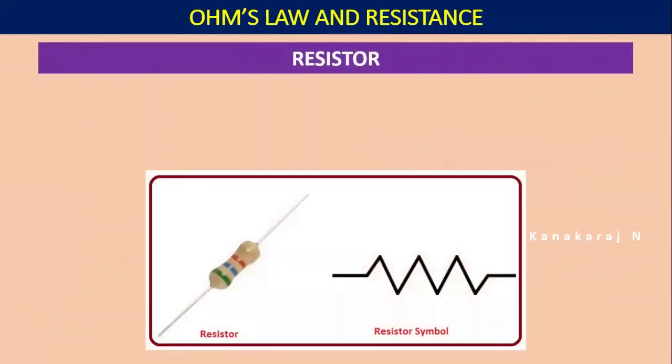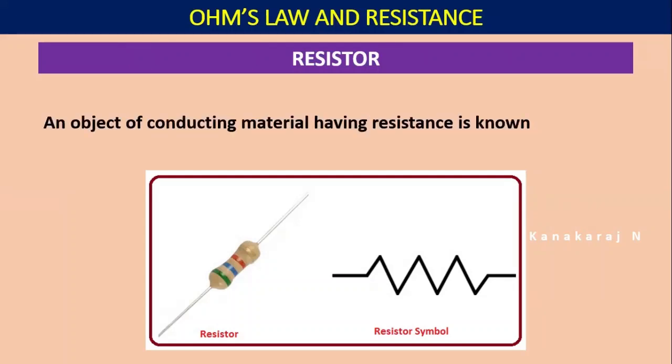Resistor. Here there is a symbol of a resistor, a zigzag line is given, and a picture of a resistor is given with the color code. An object of conducting material having resistance is known as a resistor.